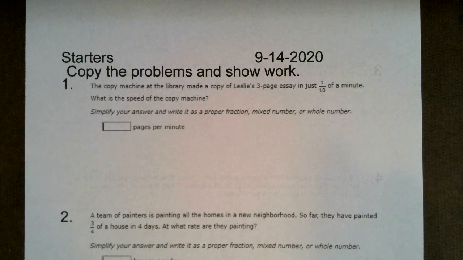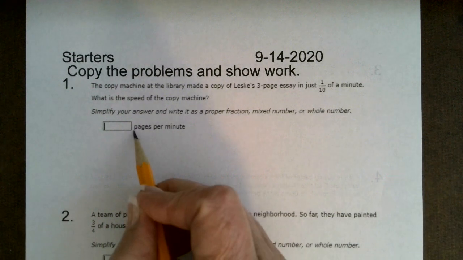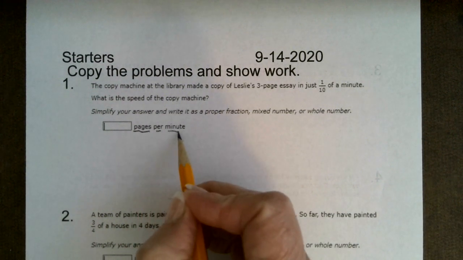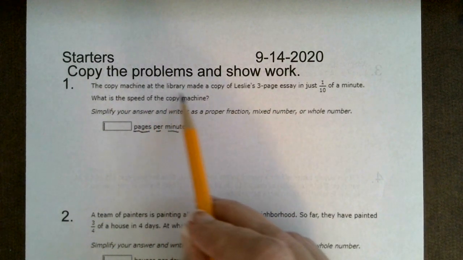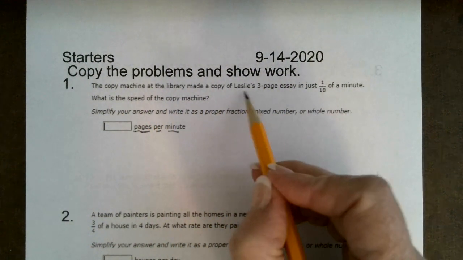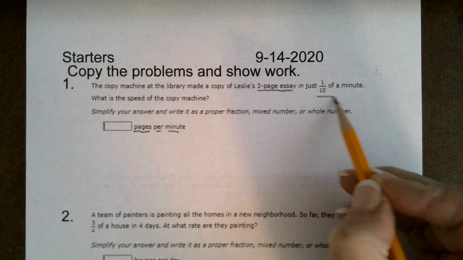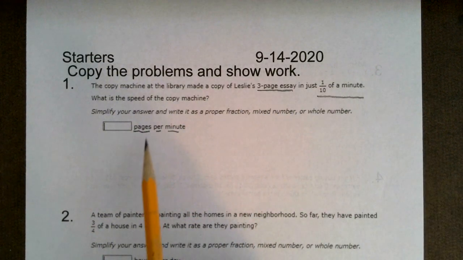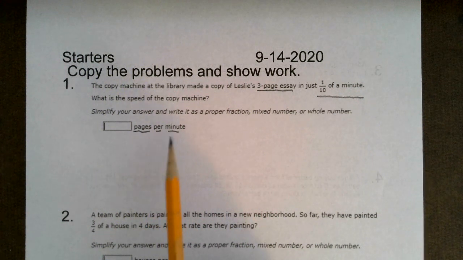Alrighty, these are Monday starters. If you remember from last week's Zoom lesson, you can set these up as ratios. And if we're looking at pages per minute, then I'm going to come up here, and the copy machine at the library made a copy of Leslie's 3-page essay in just 1/10 of a minute. What is the speed of the copy machine in pages per minute?